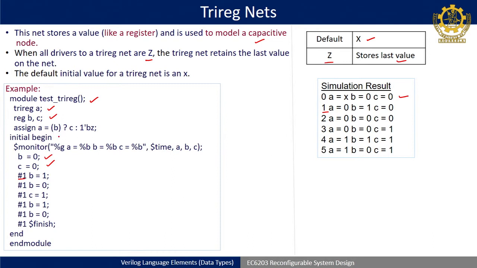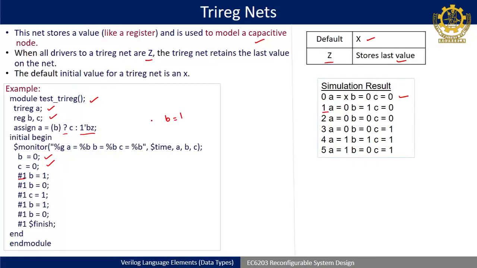So now here we have written another statement called assign A is equal to B question mark C colon 1'bZ. Okay, this is actually called the conditional operator, in detail I will tell you. In this particular example this is required, so I have taken this. So actually what happens, it does like this: if B is equal to 1, it is true, then A is equal to C. Okay. Else A is equal to 1'bZ.